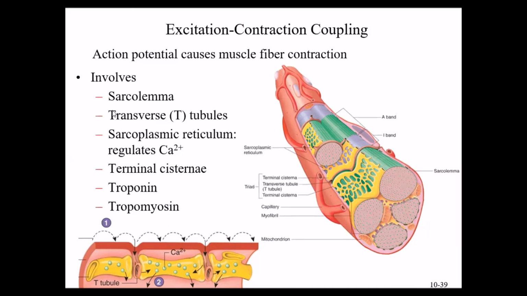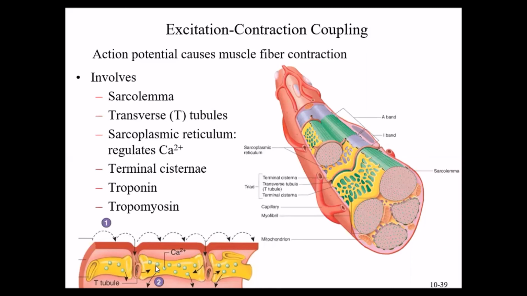You have something called T-tubules or transverse tubules. That's just an inward projection of the membrane. So it's best seen here in this lower diagram. That allows the action potential not just to go along the outside of the cell, but actually to go inside the cell as well. And it needs to do that because it needs to release a storage of calcium that is stored up inside the cell.